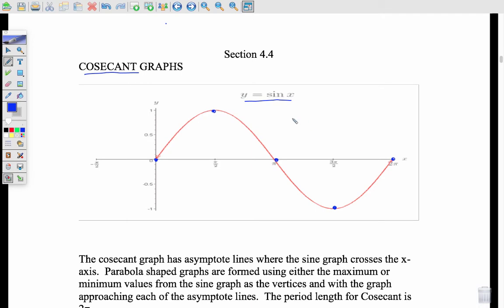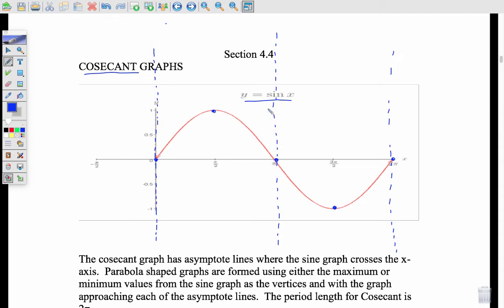Everywhere the sine curve crosses the x-axis, we have what's called an asymptote line. You should be familiar with those from our work with tangent and cotangent. Asymptote lines simply mean that cosecant is undefined at those lines. So our sine curve crosses the x-axis at 0, at pi, and at 2 pi. At each of those three spots, we have an asymptote line.